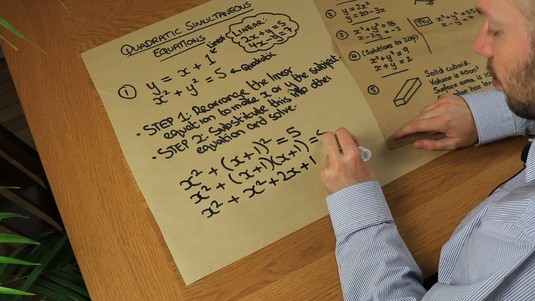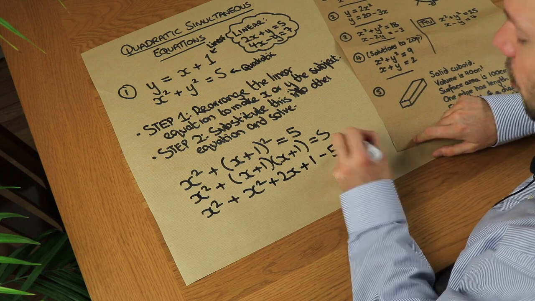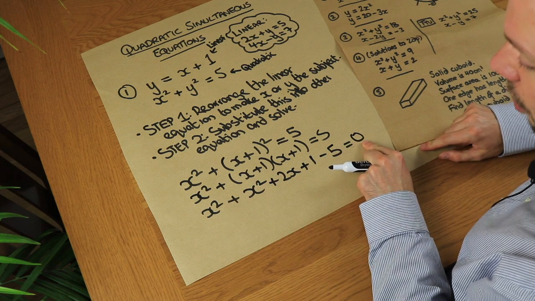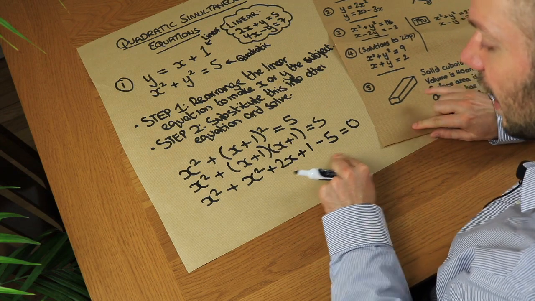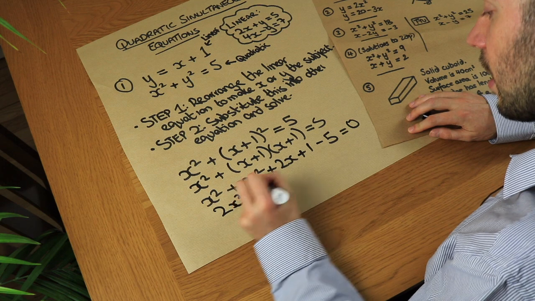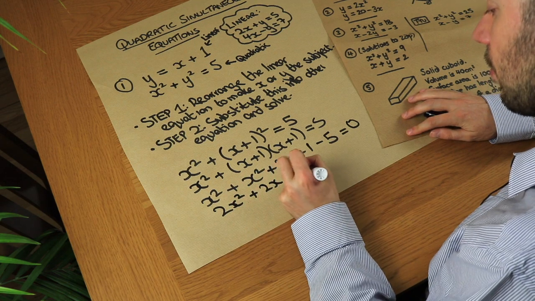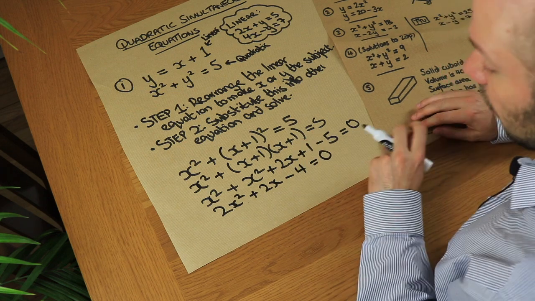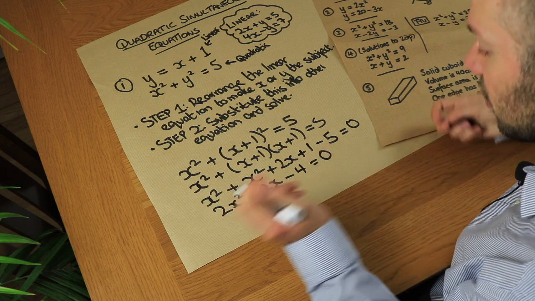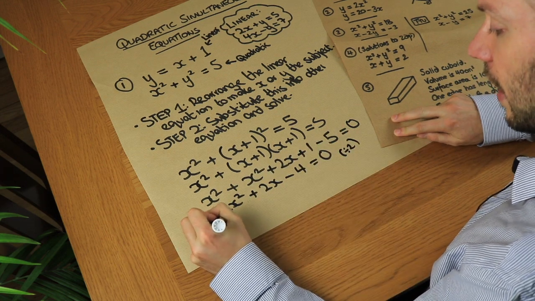Now what I'm going to do is subtract 5 from both sides of the equation. Because do you remember, when we're solving a quadratic equation, we want to have 0 on one side of the equation. Now let's just collect like terms. We've got x squared plus x squared, which is 2x squared, plus 2x, and then we've got 1 minus 5, which is minus 4, equals 0. Now you might notice that all of these things divide by 2. They're all even. So we could just divide both sides of the equation by 2 to make the numbers smaller.